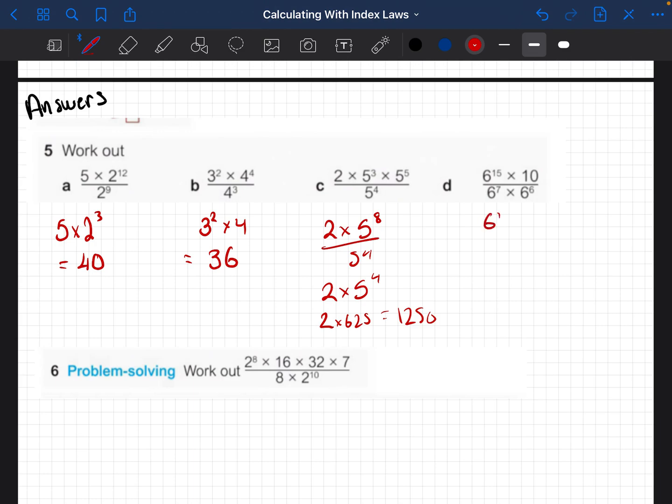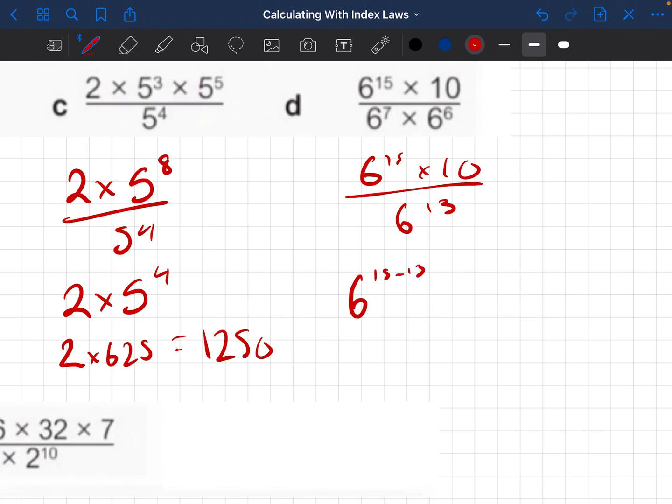And so here, 6 to the 15 times the 10 over 6 to the 13. Now you take them away, so it's going to be 6 to the 15 take away 13 times 10. 6 squared times 10 equals 360.